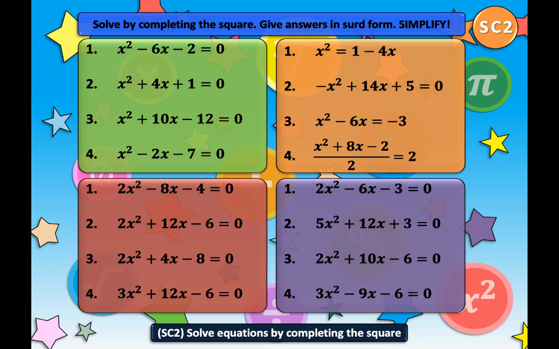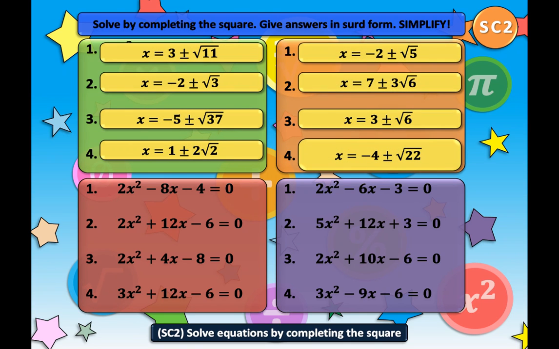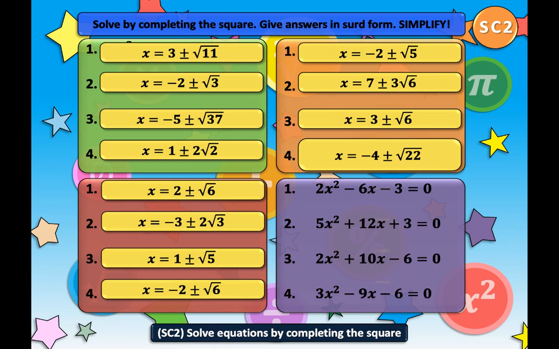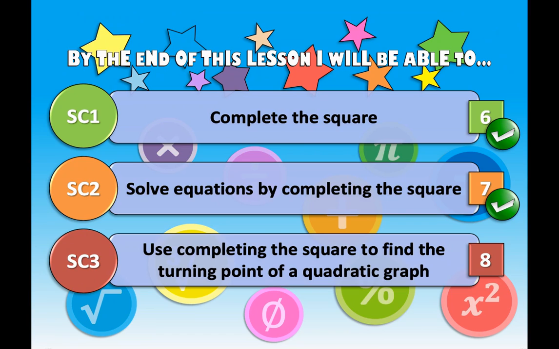Here are some questions for you to have a go at. Pause the video, and when you're ready to mark your work, press play. Here are your answers. There's your green answers. There's your amber answers. There's your red answers. And there's your purple answers. And now we've completed success criteria 2.